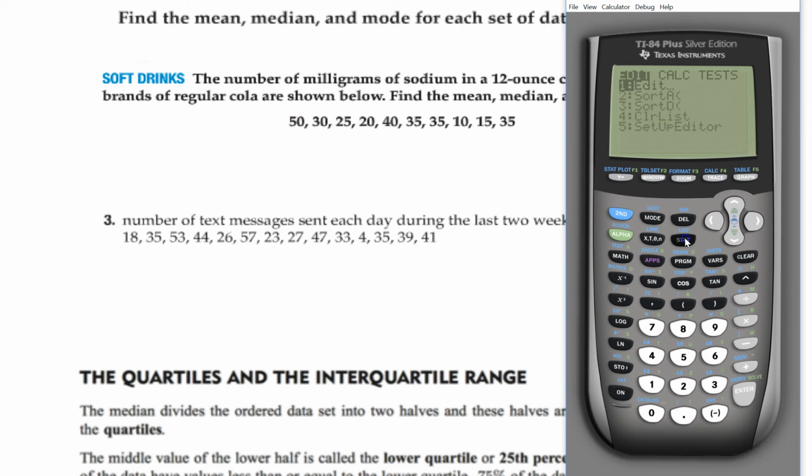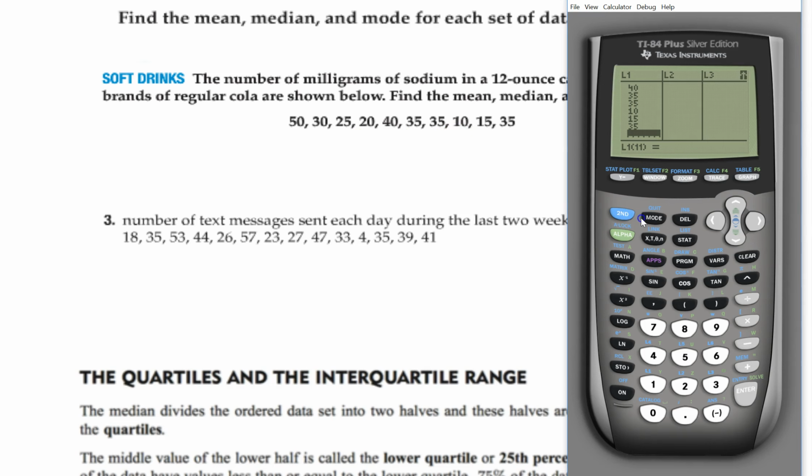So we're going to turn it on. We're going to go stat. We're going to go edit. We're going to type in all this data under list 1. Ta-da, little movie magic. It's all in there. By the way, if you can do this by hand, the first thing I do is list them out in order from lowest to highest so you can figure out the median. But we're going to use a calculator. So we're going to quit.